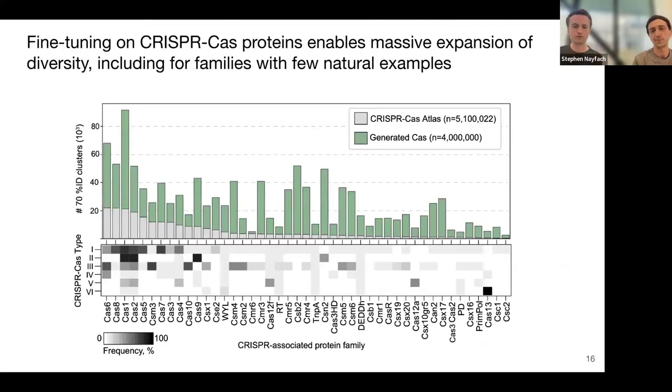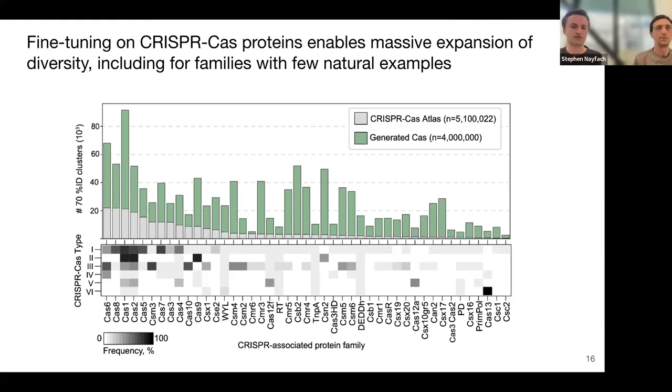Yeah, so we took the approach of taking the ProGen2 model and fine-tuning across all of the CRISPR-Cas families to start. And our goal here was really to see how much we could expand the diversity compared to what we've observed from nature. So in the bar plot on the top of the figure, we have gray bars, which reflect the number of distinct 70% identity clusters from the CRISPR-Cas Atlas. So this is reducing just over 5 million CRISPR-Cas proteins down to their clusters, so we can measure the number of effectively unique sequences. And then going along the x-axis are the different CRISPR-Cas families, specifically the 45 with the most sequences that we could find.